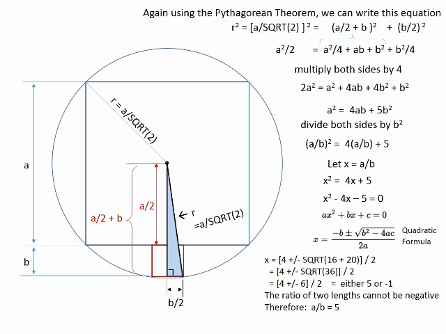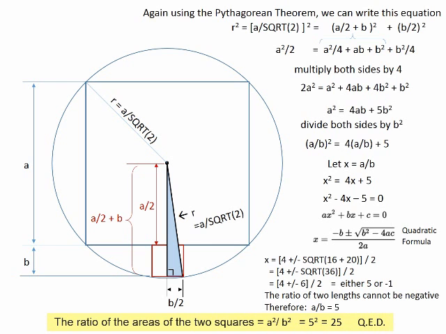And finally, this brings us to the ratio of the areas of the two squares is equal to a squared over b squared, which is equal to 5 squared or 25. Quod erat demonstrandum.